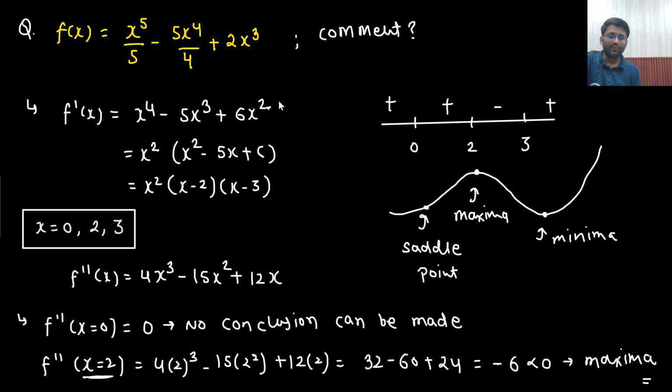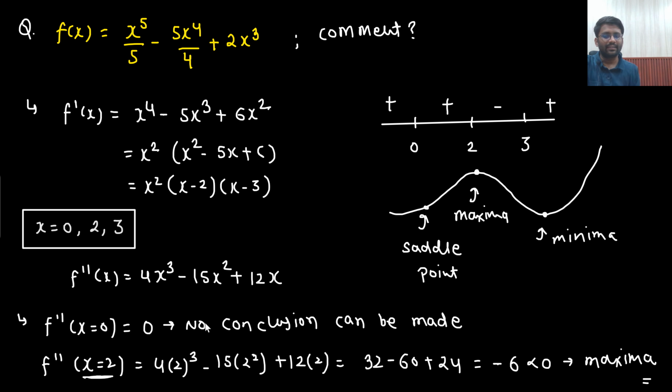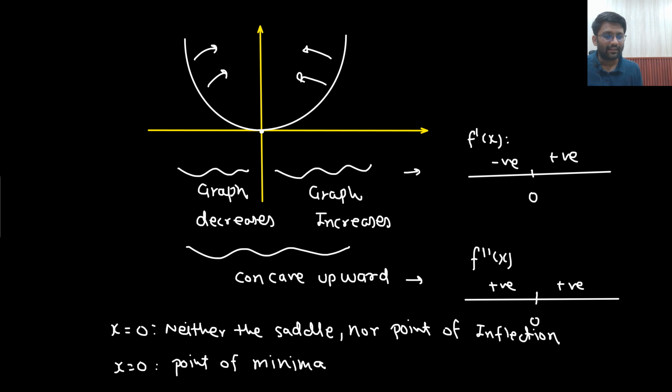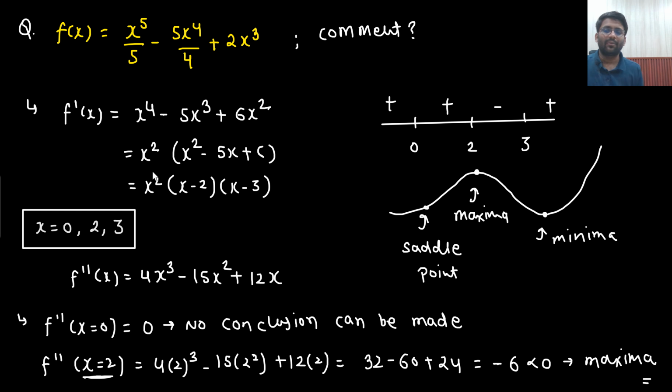This is how usually people analyze it. They don't even make this graph. What they will do is find f dash x, find these points, then put x equals to 0 here: no conclusion. Put x equals to 2 here: it is coming out to be negative, that means it is the point of maxima. If it comes out positive, it is the point of minima. That's it. Then second derivative test, third derivative test.